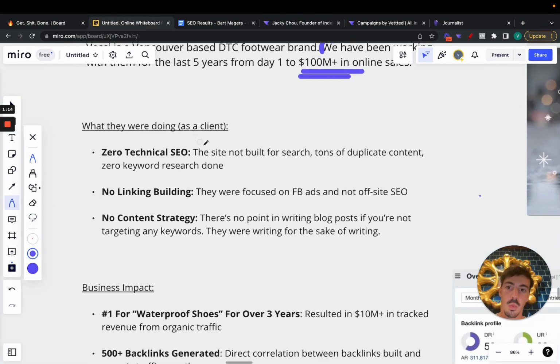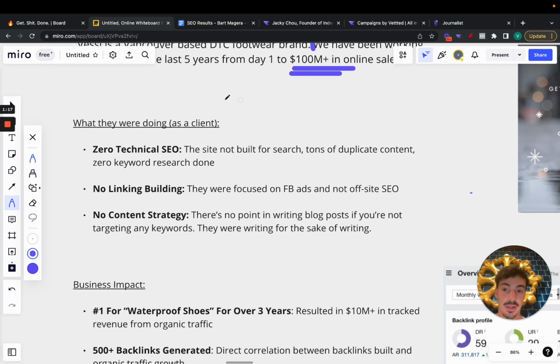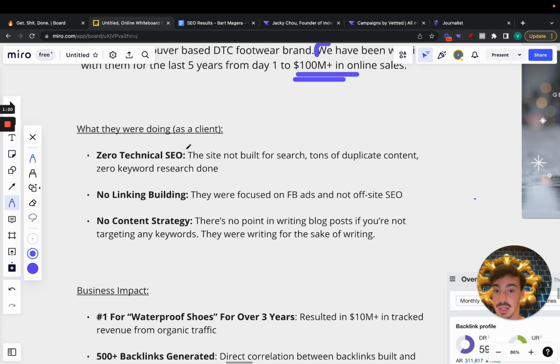So moving on, what they were doing as a client. So again, Jackie started with them at zero, so they had zero technical SEO, right? So the site was not built for search. There was a ton of duplicate content and zero keyword research then, right? So duplicate content, as you might know, or you might not know, is a big no-no in the SEO space, right? You don't want to have duplicate content. And keyword research is often a step that is skipped by a lot of people because people just want to get started, getting rankings, getting content up, getting backlinks up, and they neglect the keyword research, which is so, so, so important. I understand it's boring, but it's very important to know what keywords you're targeting so then you can build a strategy on top of the keywords that you're targeting, right?